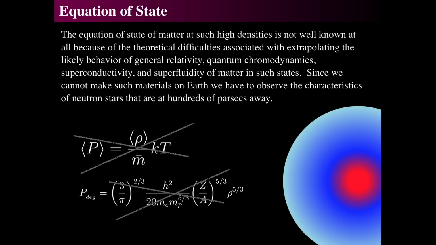In fact, the study of neutron stars and their equation of state is an active area of research. And nobody really knows exactly what the equation of state is, because you have to take into account many, many things, such as general relativity, quantum chromodynamics, superconductivity, superfluidity of matter. And you can't even make these materials on Earth. I mean, it's impossible. So the only way to observe them is by finding things, but those things are hundreds of parsecs or thousands of parsecs away.